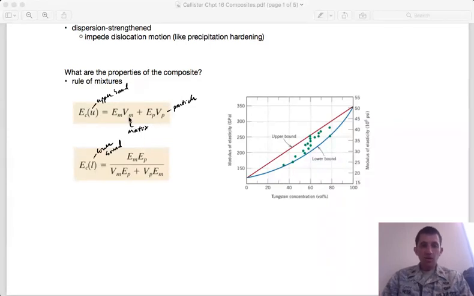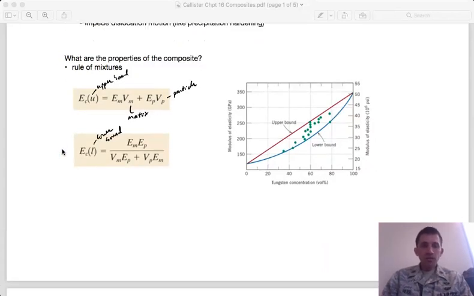So if you were to have 50-50, for example, then it would be the average of the modulus of the matrix and the modulus of the particle, which intuitively makes sense. If you go to both extremes, you basically just get a pure material, which has the properties of that pure material. This is often used as the upper bound. So you'd say if I mix these together, the best I can do is the average property, depending upon how much of each I have.